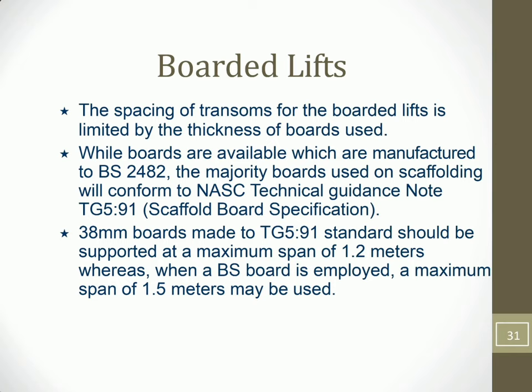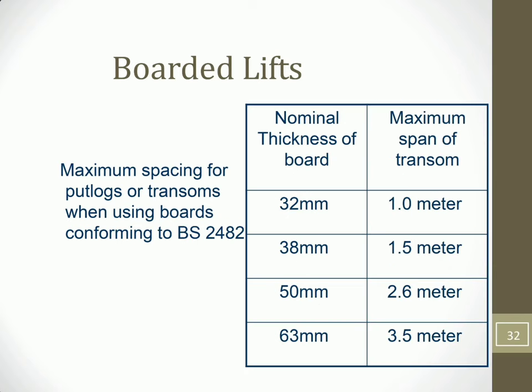And the next one, boarded lift: maximum spacing for footlocks or transoms when using boards conforming to British Standard 2482. The nominal thickness of board against the maximum span of transoms: a 1 meter span of transom means a board thickness of 32 mm. 1.5 meters means 38 mm thickness of board is needed, and a 2.6 meter span of transom means 50 mm thickness of board is needed. At the same time, 3.5 meters means 63 millimeter thickness of board is required at the workplace area.